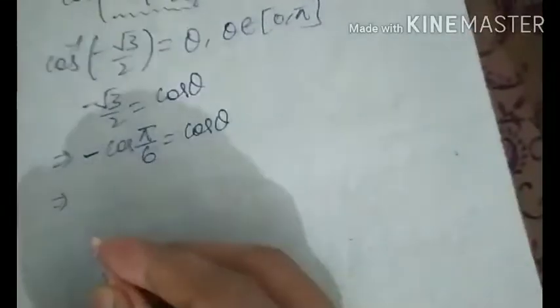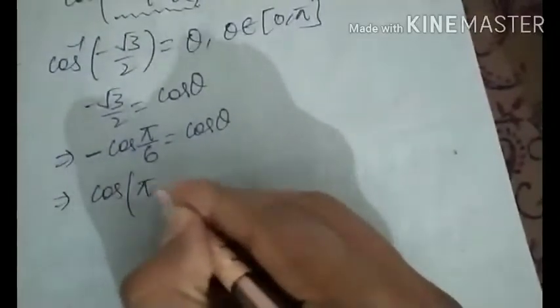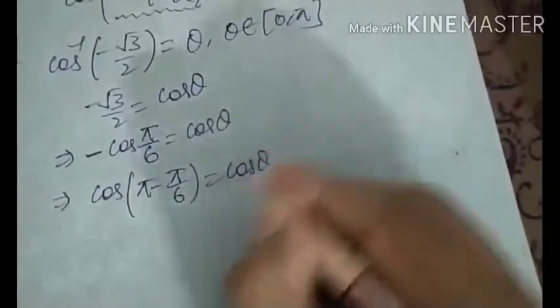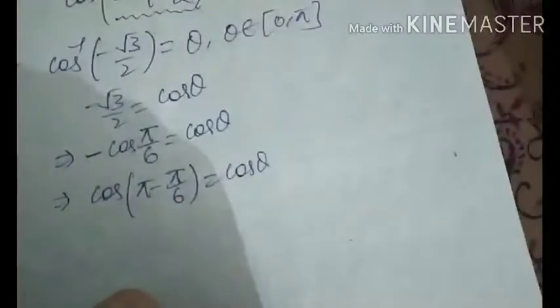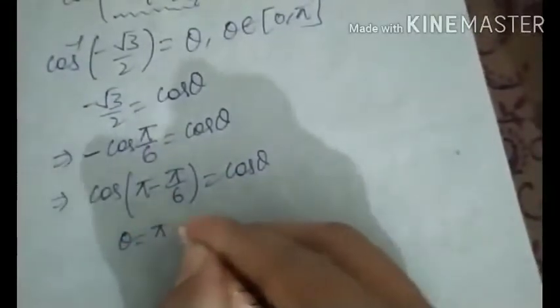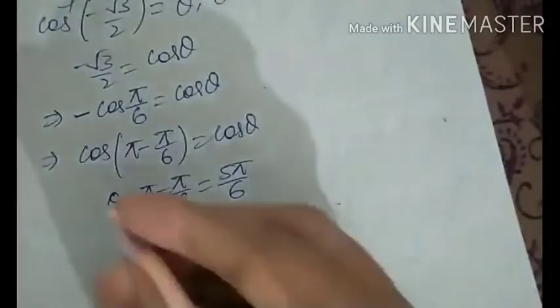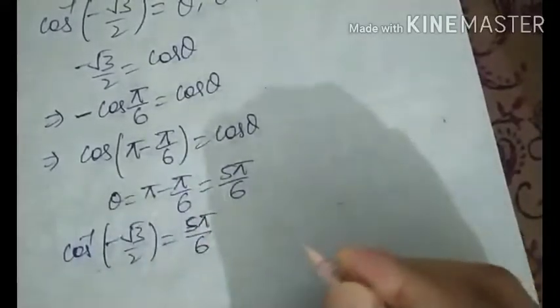This implies that minus cos pi by 6 can be written as cos of pi minus pi by 6, which is equal to cos theta, because cos of pi minus pi by 6 is equal to minus cos pi by 6. Now comparing both sides, we get theta is equal to pi minus pi by 6, which is equal to 5 pi by 6. The value of cos inverse minus under root 3 by 2 is equal to 5 pi by 6.